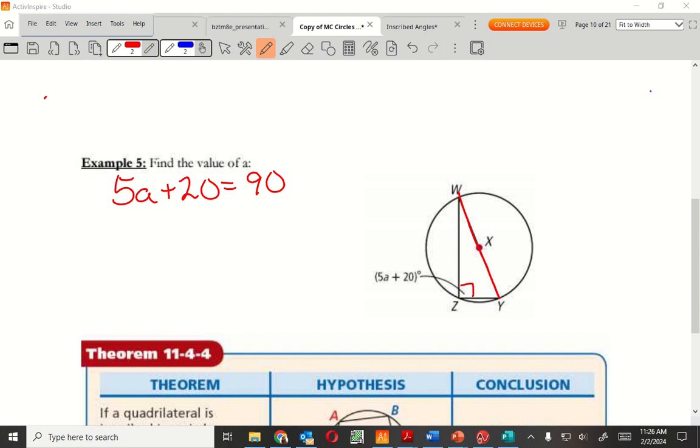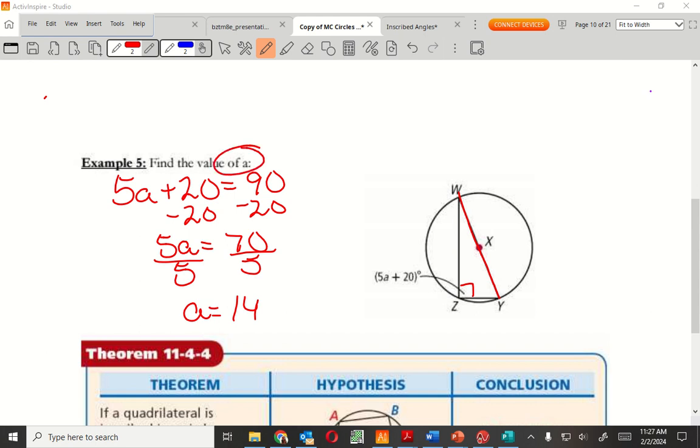Okay, let's do some algebra. What am I going to do to that 20? I'm going to subtract 20 from both sides. So 5A is 70. Now to get A by itself, divide everything by 5. A is 70 divided by 5, which is 14. There we go. And the problem said find the value of A. We found out what A is.